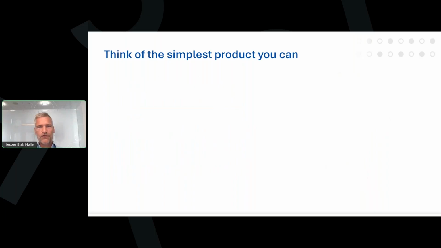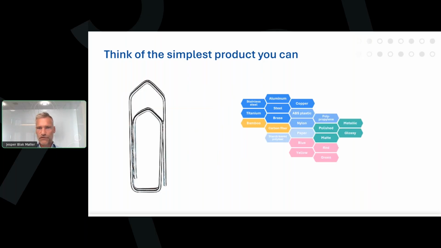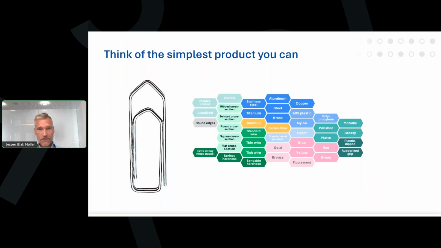But before we start, I want you to think of the simplest product you can. Take 5 seconds, think of the simplest product you can. I asked one of my colleagues the same question, and he was thinking of a paperclip. It looks simple at first, but when you start thinking about it, it's actually a lot more complex than you would think. You have different types of material, different surfaces and colors, different types of wire, different edges on the wire, different shapes of the clip. They might be magnetic, they might have RFID tags.